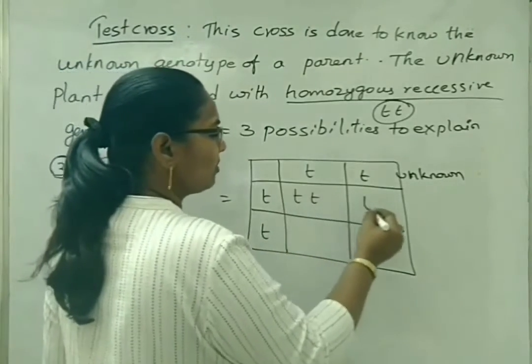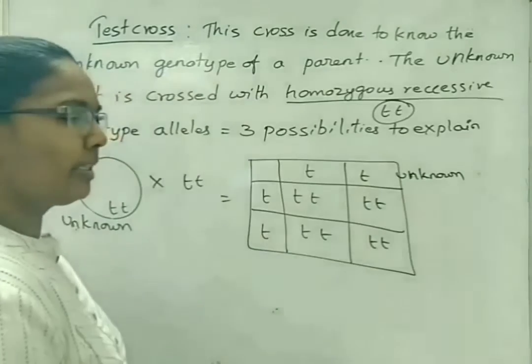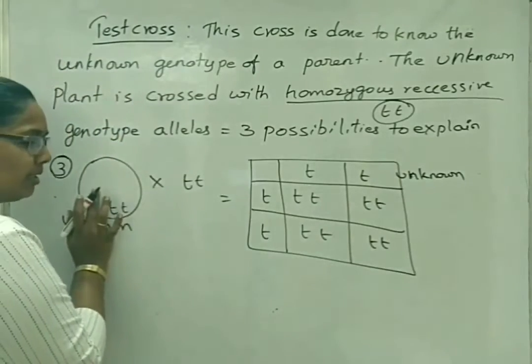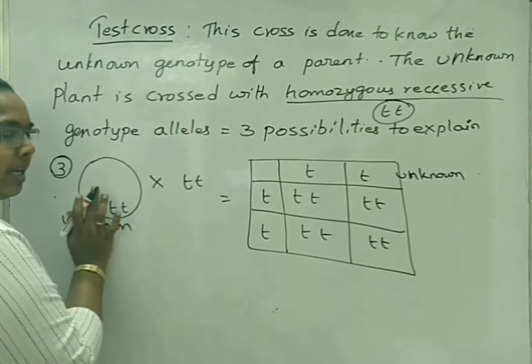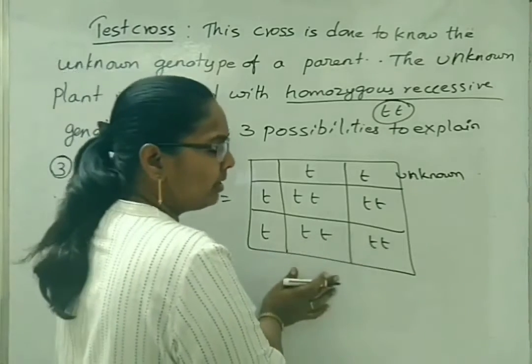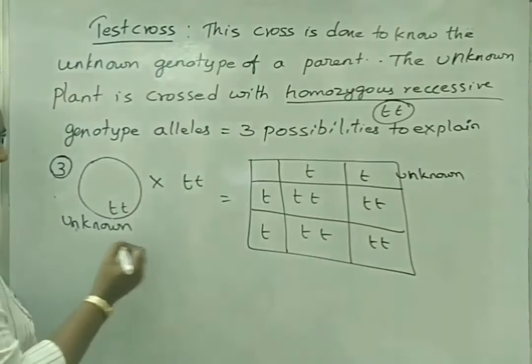If we cross, then in the F1 generation we will see all are dwarf. Then we will understand that the unknown parent taken has completely homozygous recessive type of alleles, when all the offspring in the F1 generation are of recessive phenotypic character.